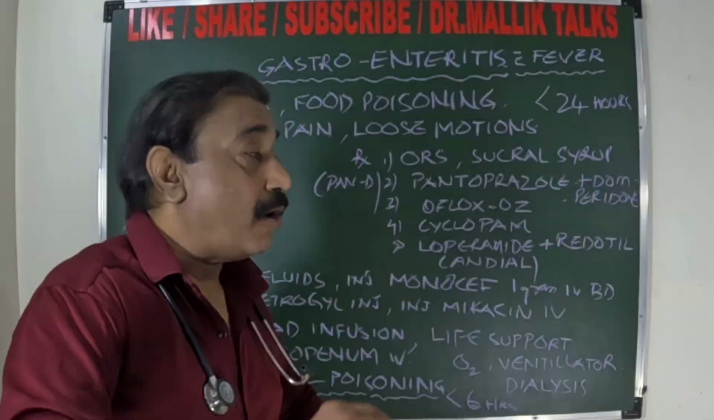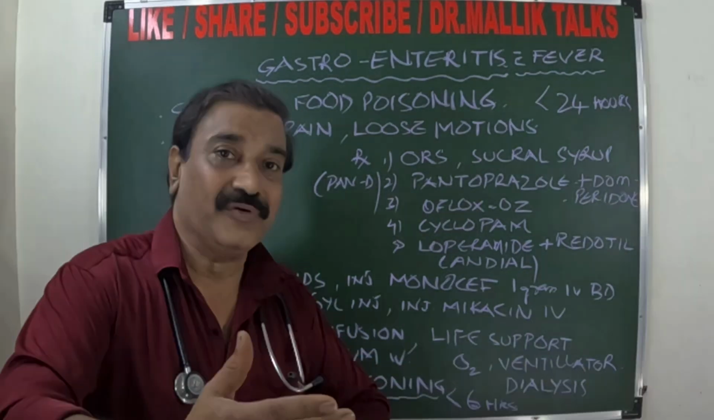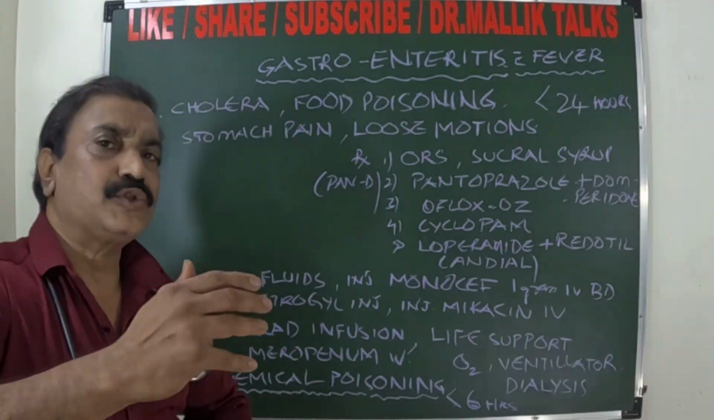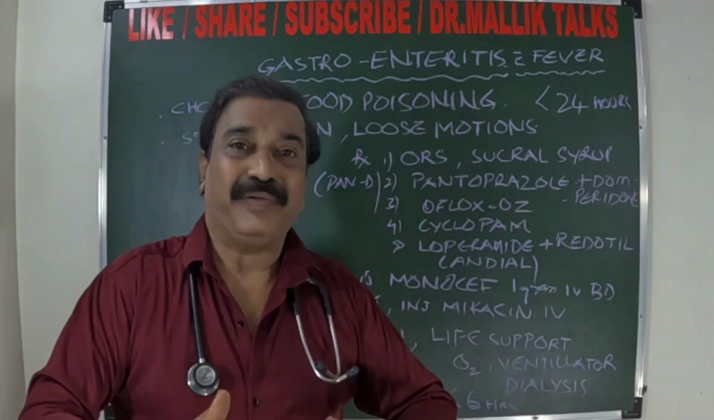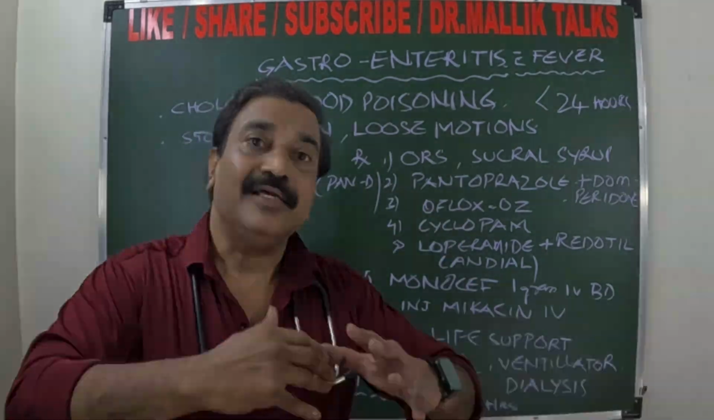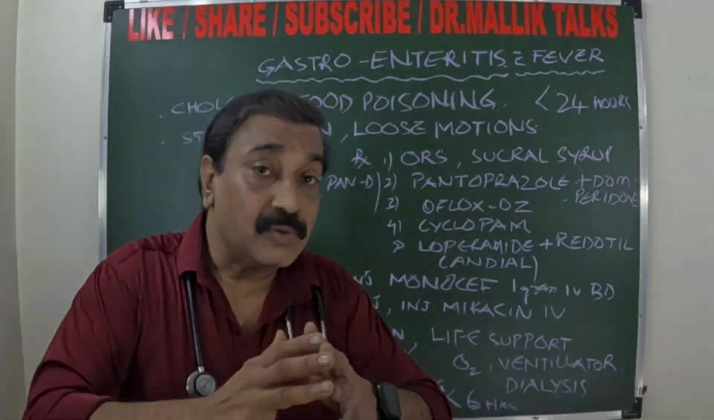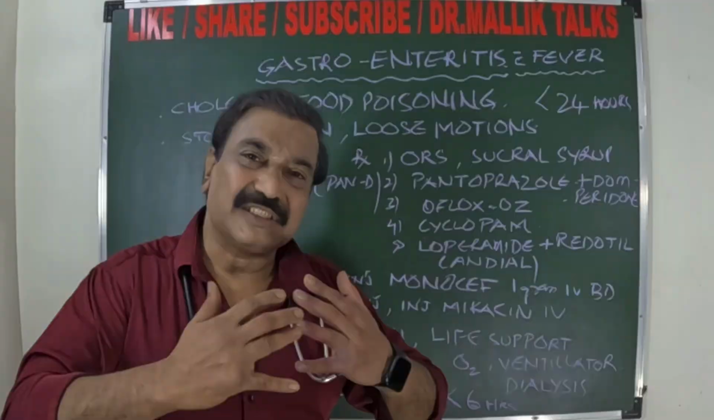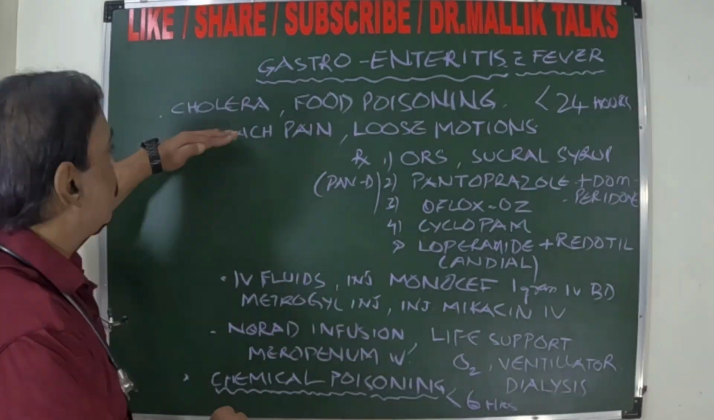Once upon a time, long back, we used to call it cholera, where the food was infected by an organism called Vibrio cholera. A group of patients from one area where the water or food is infected, mainly through water, used to have severe pain in the abdomen and continuous loose motions with fever. We used to call it cholera.